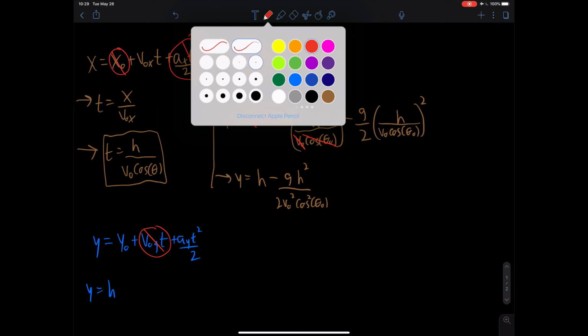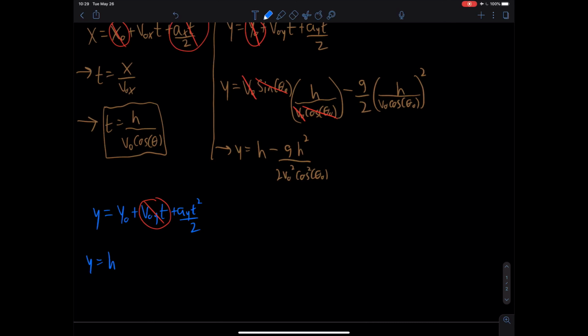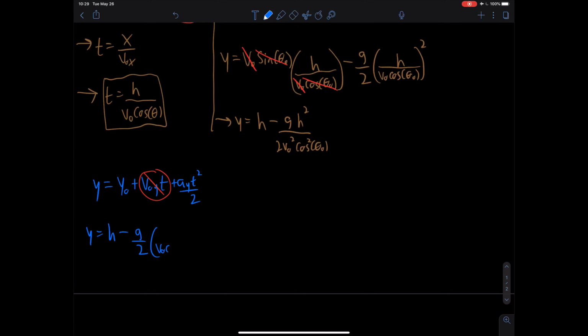So that cancels out. And then what we're left with is plus a y over 2, but it's acceleration due to gravity, so this is minus g over 2. And then our t squared was h over v naught cosine theta, squared. And what does that give us? That gives us that y equals h minus, and then we square that side, and we get g h squared over 2 v naught squared cosine squared of theta, our launch angle. And look, these two vertical positions are the same.